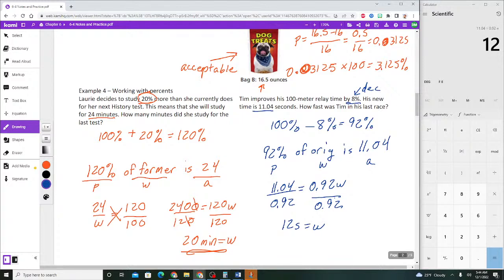So there we go. The rest of this is practice work, and hopefully you see the difference between the types of problems and you can successfully complete them yourselves.